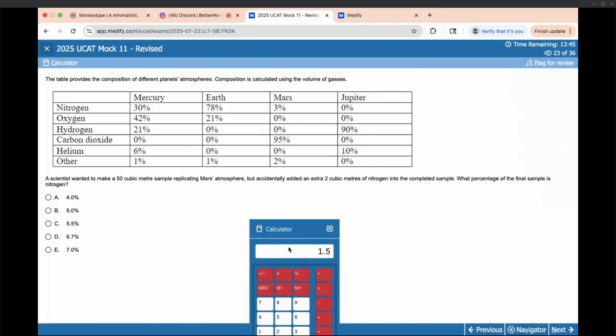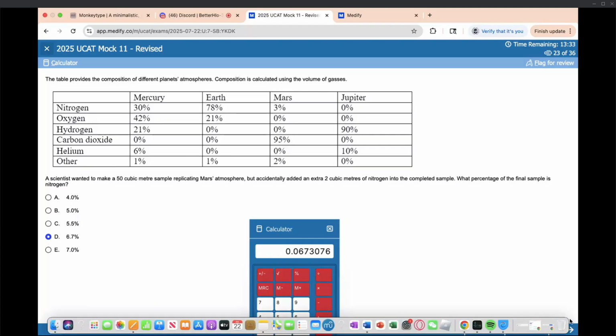0.03 times 50 is 1.5 meters, and then you have 50 plus 2. 3.5 divided by 50 plus 2, so it's 52. It's 6.7%.